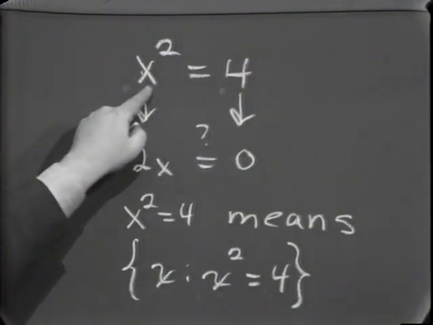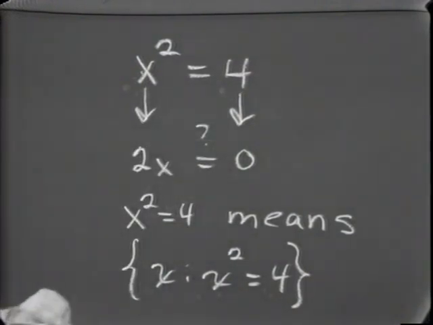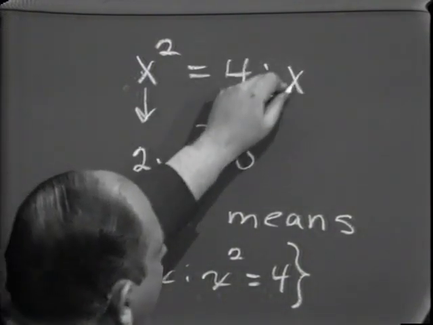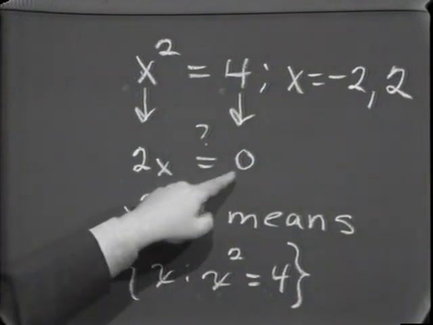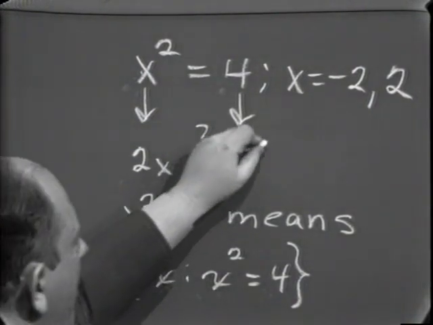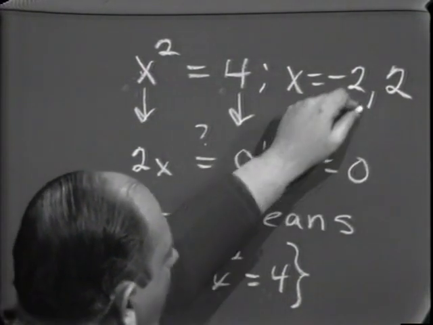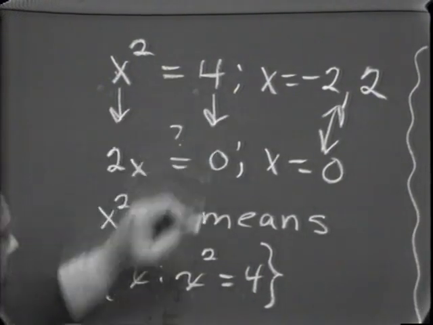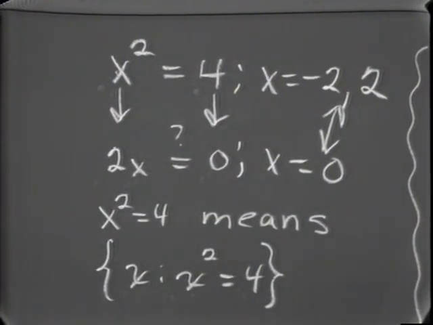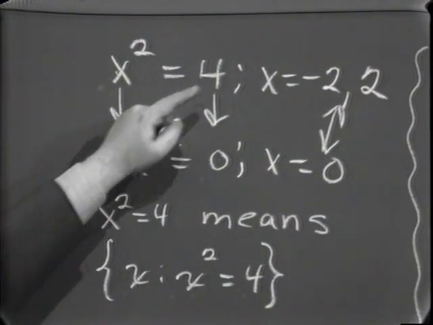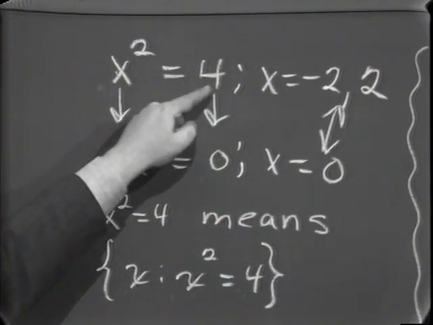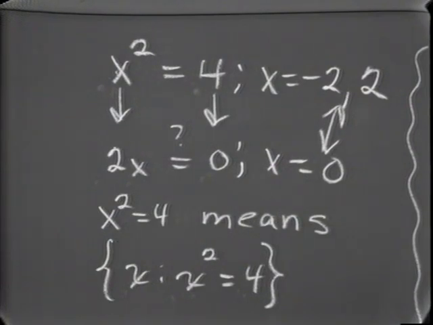Now notice that if you solve the equation x squared equals 4, you get what? x equals minus 2 or 2. On the other hand, if you solve the equation 2x equals 0, you get x equals 0, and there seems to be no correlation between these two. Now, you see, what the answer to this is: x squared is not a synonym. x squared is not another way of saying 4.